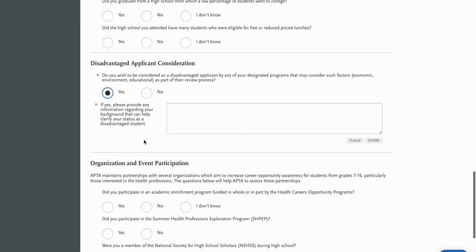So when you look at this for the disadvantaged applicant consideration, brainstorm and write down economic, environment, and educational factors. And then itemize out all of those individual areas and write me a story. Give me a narrative that showcases how these things have impacted your life.